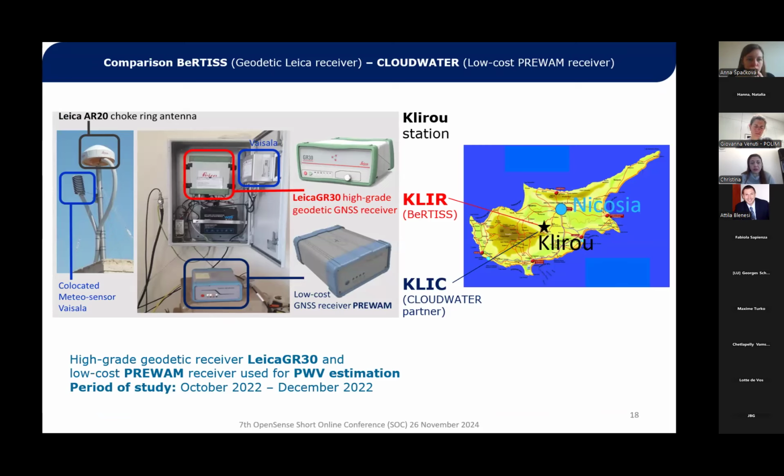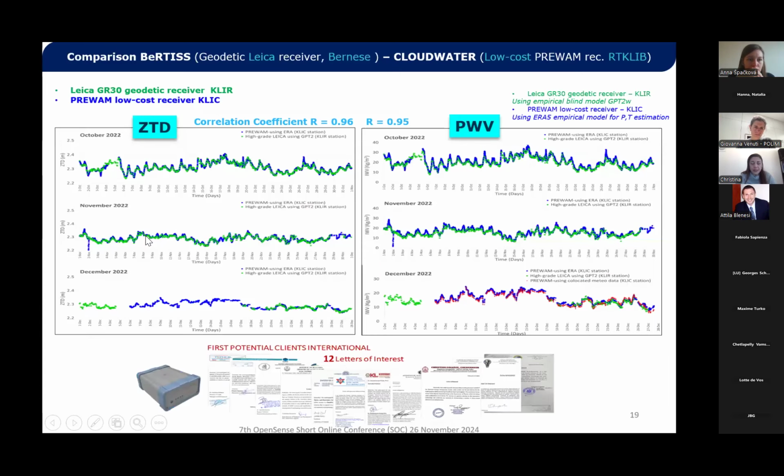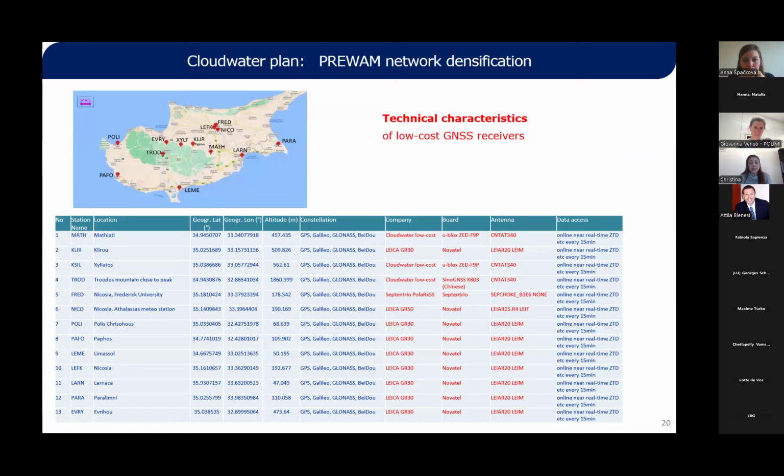Firstly, we have validated the low-cost receiver at the Kliru station in Nicosia by collocating with a high-grade Leica receiver, using the same Vaisala meteo sensor and the collocated Leica antenna. For 3 months here, October, November, and December 2022, you can see that there is a very high correlation coefficient between the high-grade and the low-cost GNSS receiver, both for ZTD and for water vapor. So here is the current network that we operate, and the technical characteristics of the receivers.